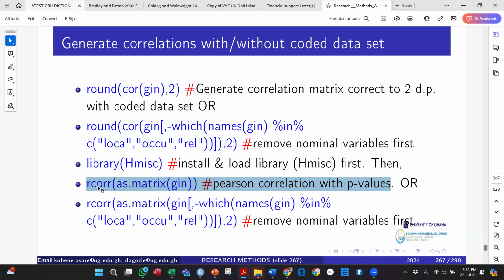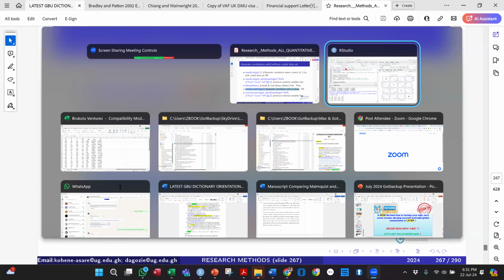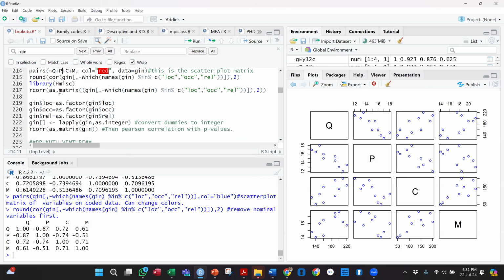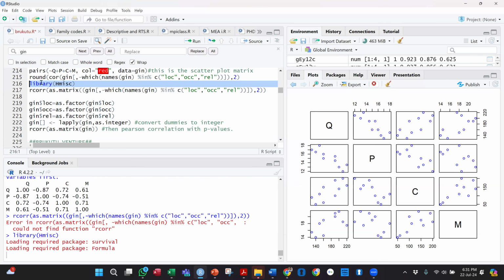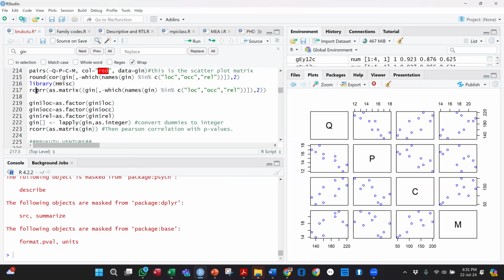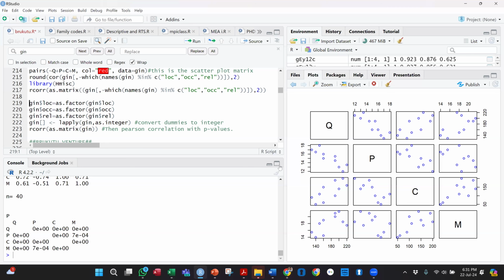Well, you will use this command to do that. You can see that I have rcorr dot as matrix. So this is a command here, 217 command. I'm going to use that to generate it. And remember, to do that, you need to run a package called library Hmisc. I didn't do that. That is why the thing didn't work. So I'm going to go back to 216, run the command, and then after that, run this. Now it has worked.